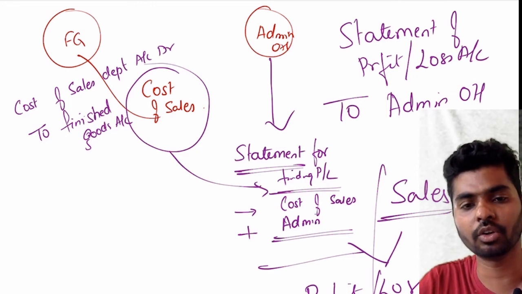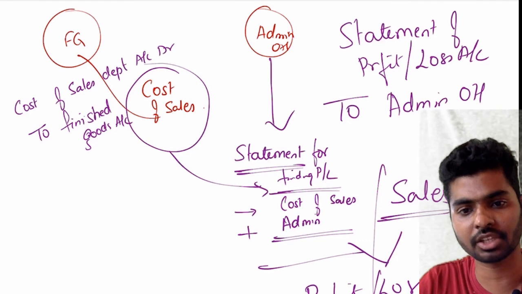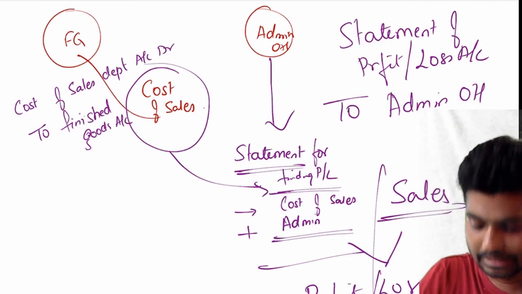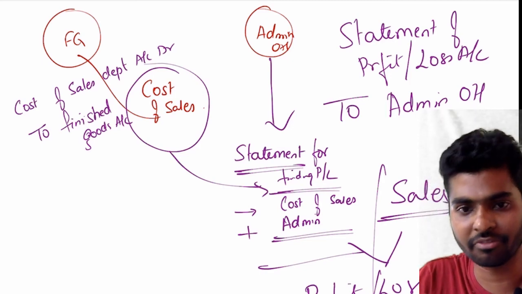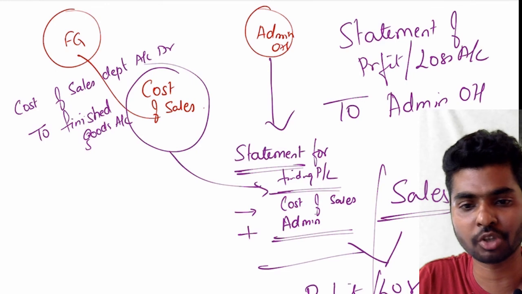Aditya, I told you, right, the administration overheads will go to the statement of profit or loss. Then you'll forget your total cost. Then you check it with your selling price, that becomes your profit.